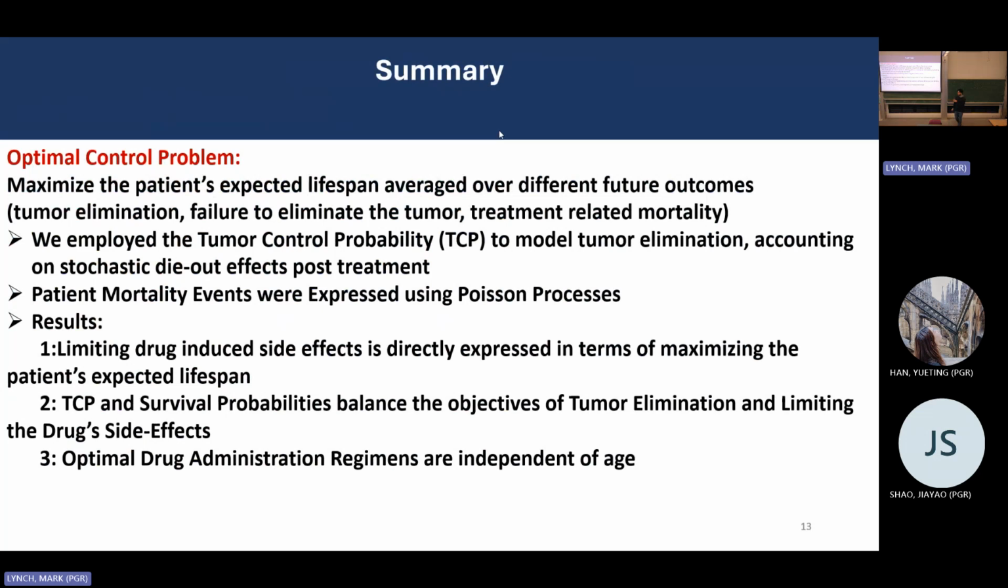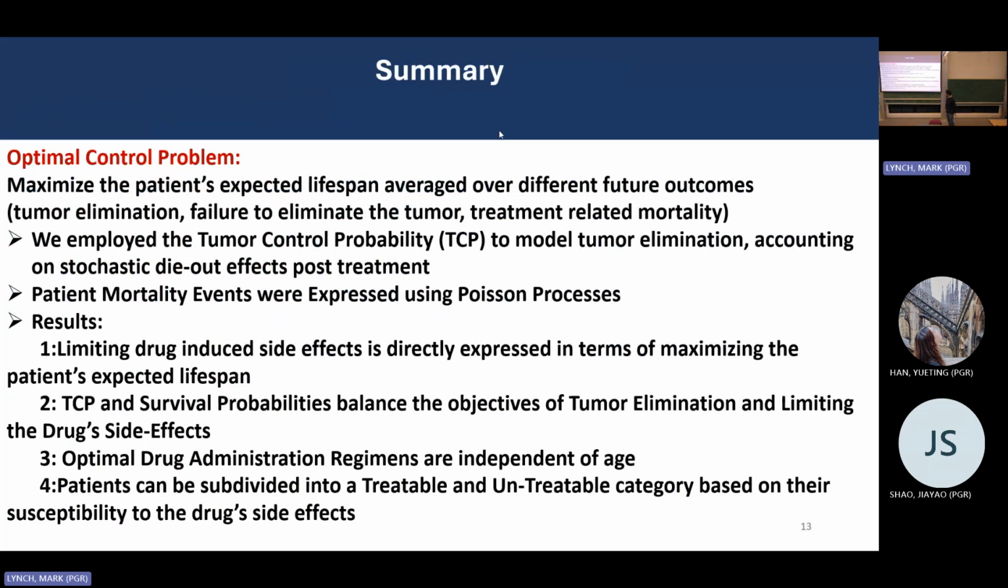We found that optimal drug administration regimens were independent of the age. And lastly, patients can be subdivided into treatable and untreatable categories. In the untreatable category, however, the optimization framework prioritizes eliminating the tumor. And our next step is to consider myelosuppression that I explained before in order to better model drug toxicity.